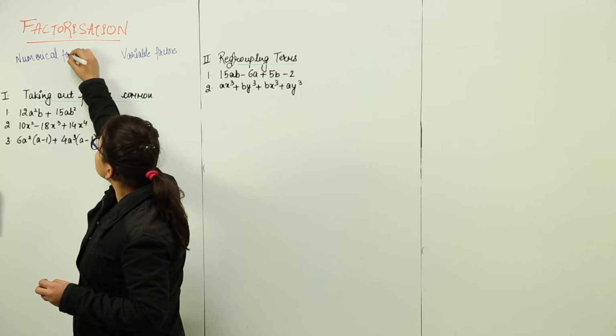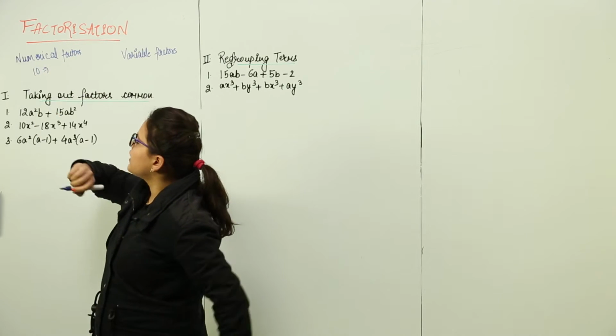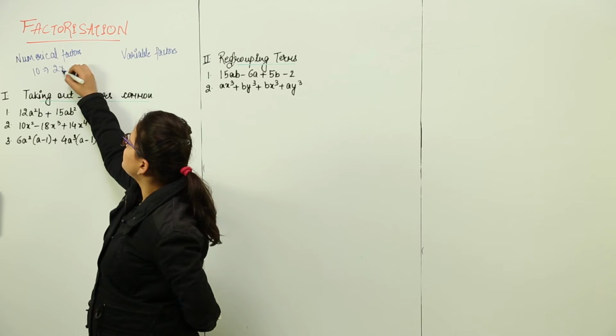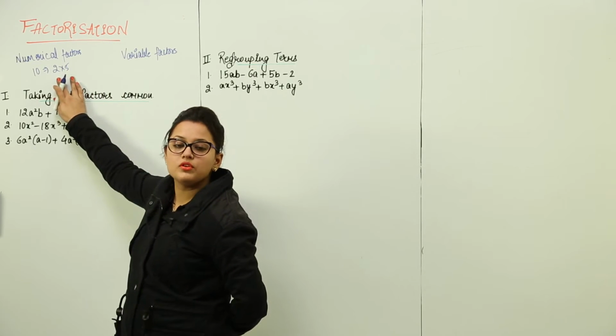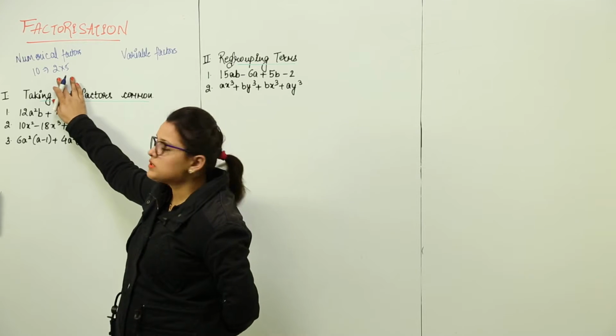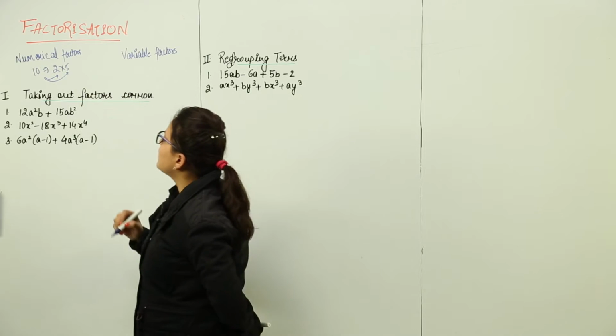In numerical factors, let us take the example 10. What are the factors of 10? It will be 2 and 5. That means if you multiply 2 and 5 you get 10. So the factors of 10 are 2 and 5.